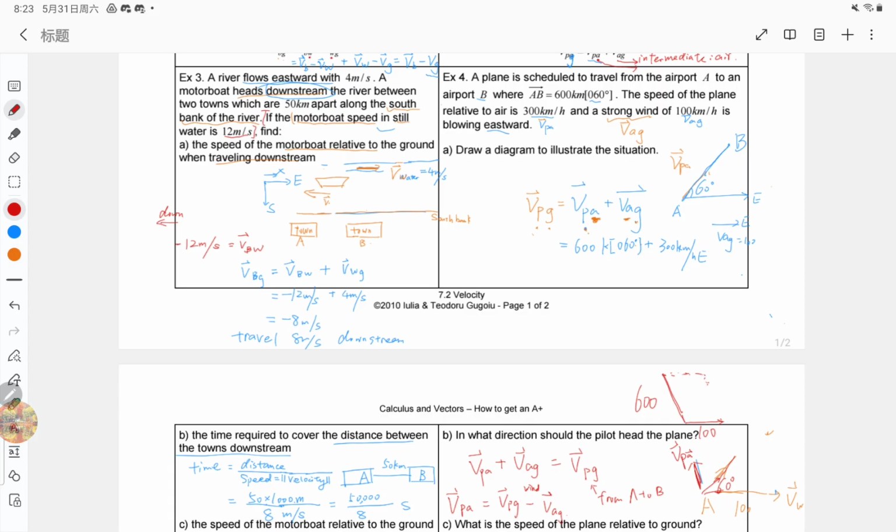And then the resultant is, of course, the diagonal of this parallelogram, because we want the resultant direction to be from A to B. So the diagonal should be A to B, right? Let's see, this should be our 60 degree, right? So this should be our 60 degree.